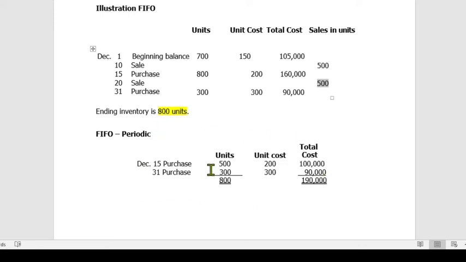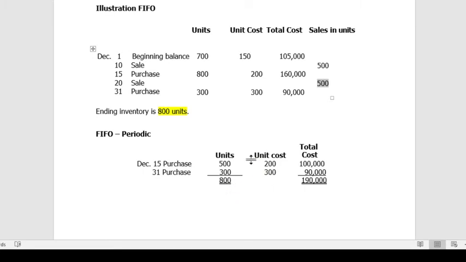Itong 800 units, i-dissect natin kung saan yan nanggaling. So ang 800, sabi yung ending inventory comes from the latest purchases. Kasi yan na lang yung natira. So kung titingnan mo, ang latest purchase mo is 300 on December 31. So ibig sabihin, yung 500 comes from the purchase at December 15. So yan ang breakdown ng 800 na ending inventory mo.